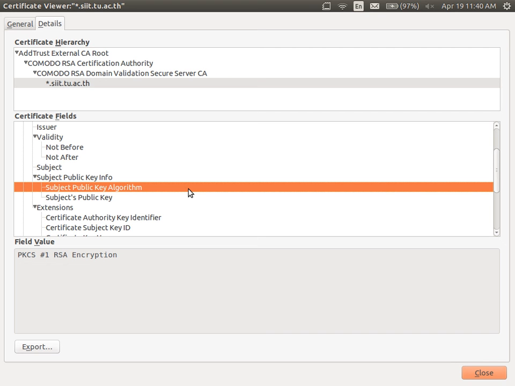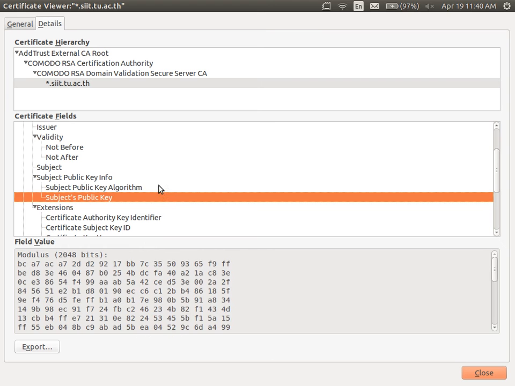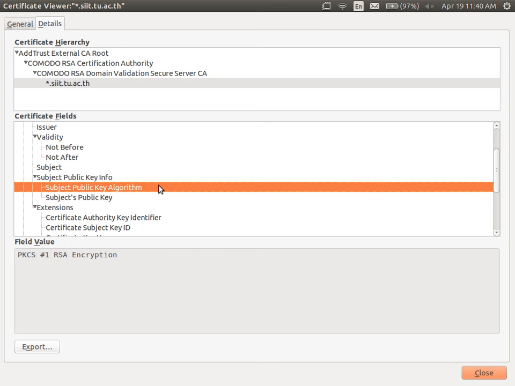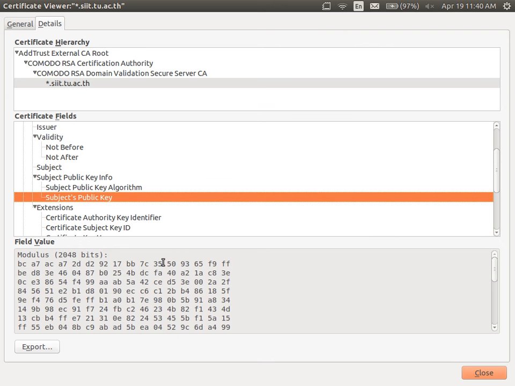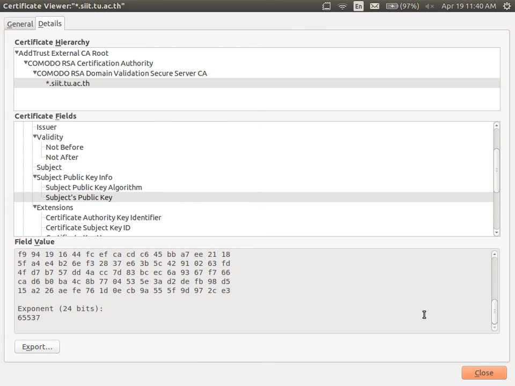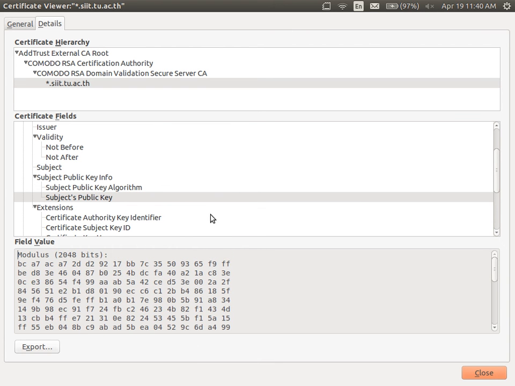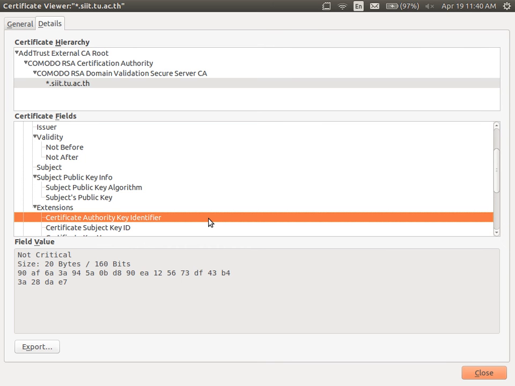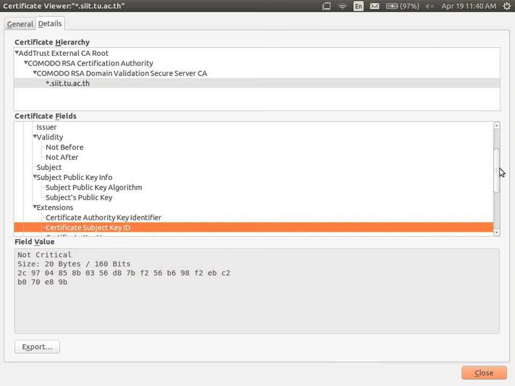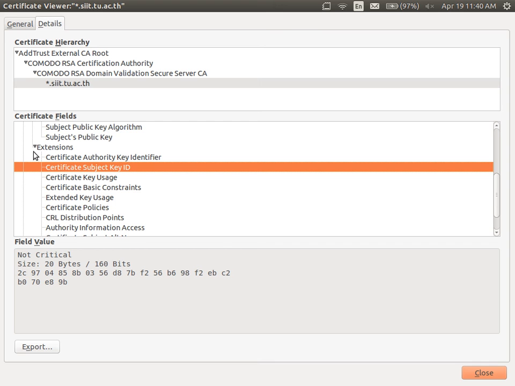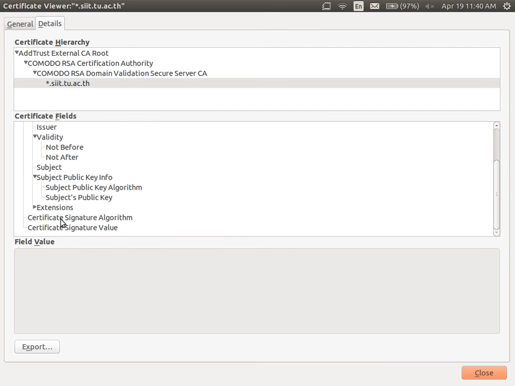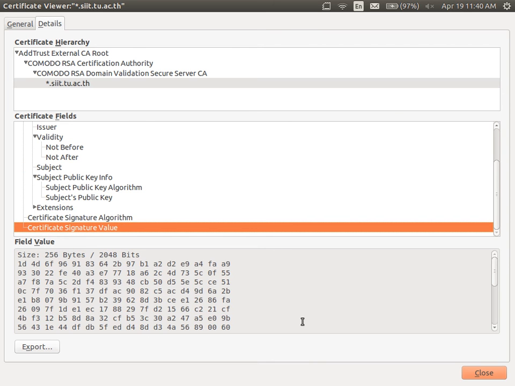The important point of a certificate is that it includes a public key. So the public key is included, and in this case, the algorithm used for the public key is RSA. The actual public key is here. If you know about RSA, that's a modulus N and an exponent E. So that's the actual public key. There is some extra information, some extensions that are not necessary but common. Then at the end is the signature.